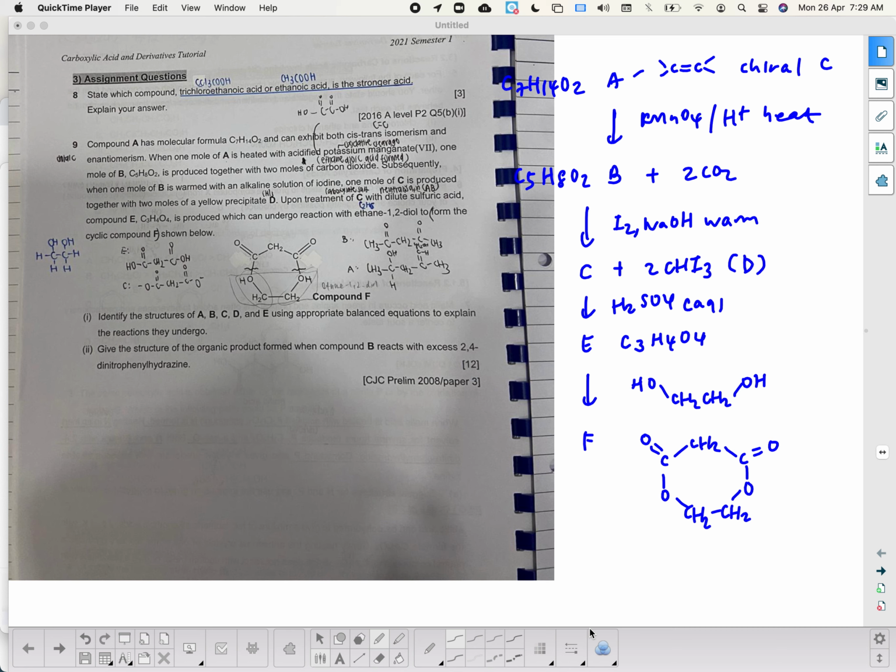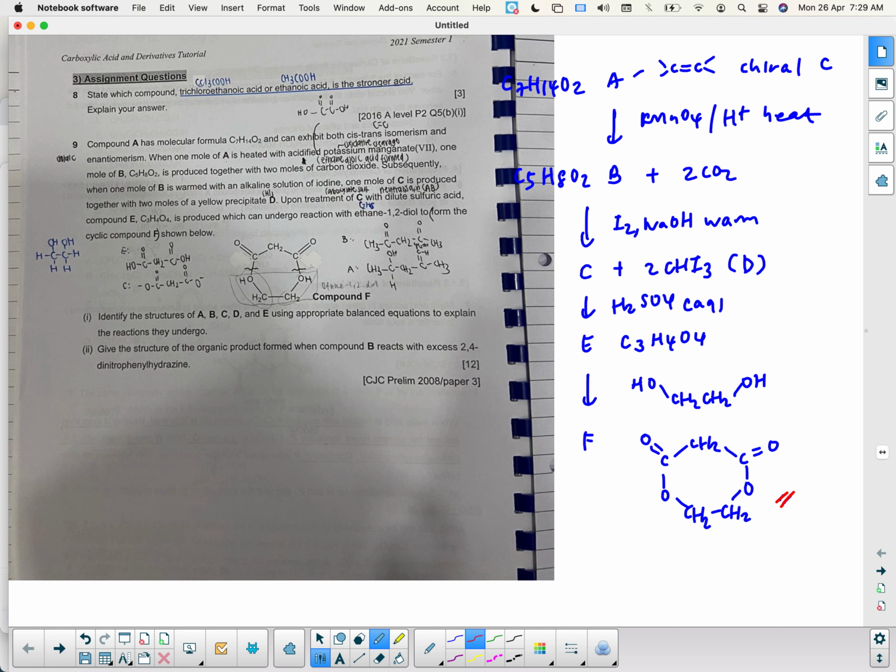Okay, just to show you how we do this question, I will draw the flow. So actually what we can do is we always start from the part where they show you a bit of a product, which I start from F. They will give you F. So they say E plus ethane-1,2-diol form F, right?